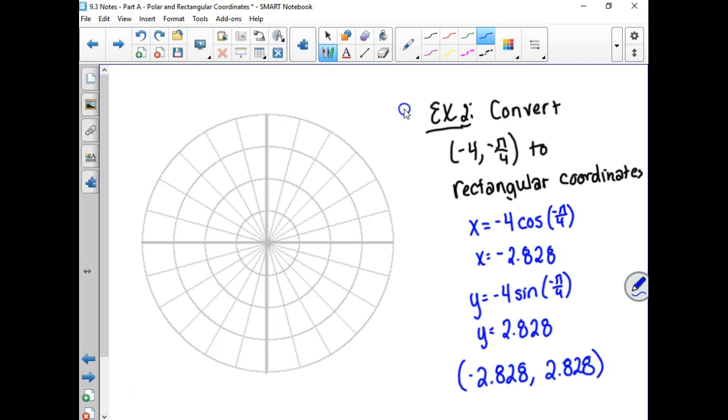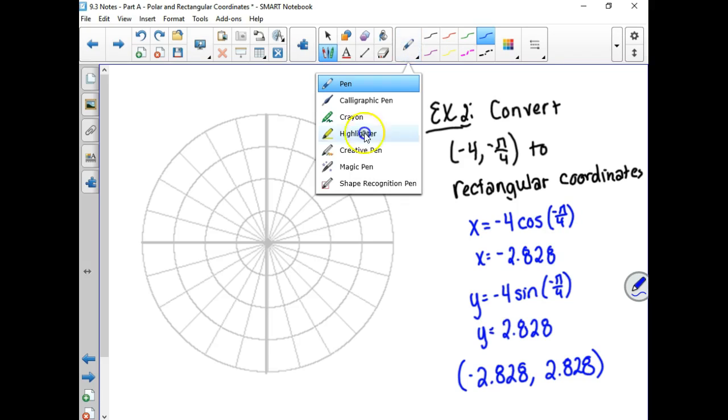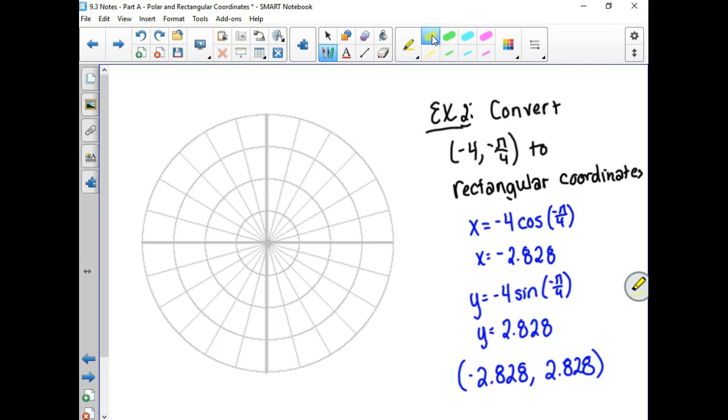Now let's graph this, first of all, to see if it looks right. And second of all, I'm going to show you the other way you could find this if you forgot the formula when you get to the exam. So if I graph -4, -pi over 4. First of all, I need to find the direction. So -pi over 4 would be right here. Because pi over 4 would be this far in this direction. So it would go that far in this direction here. This is -pi over 4.